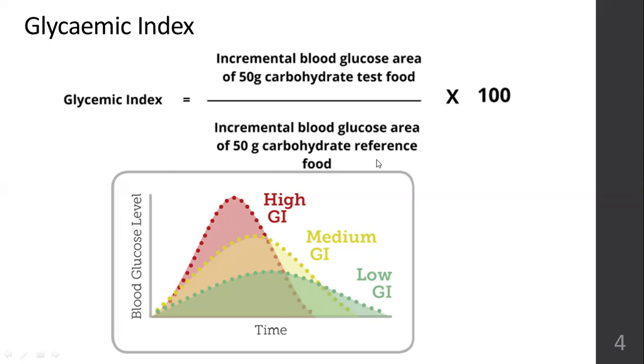If a laboratory is choosing sugar as a reference food, for every other test food they want to do their analysis on, sugar has to be the reference food. So the denominator has to remain the same. Denominator could be 50 gram of either sugar, glucose, or white bread. The denominator will remain the same. Numerator will be the test food.